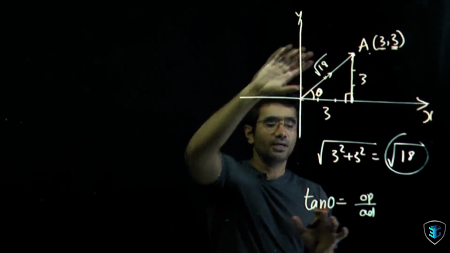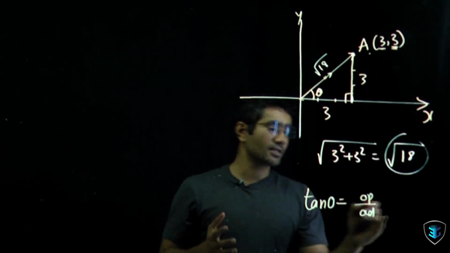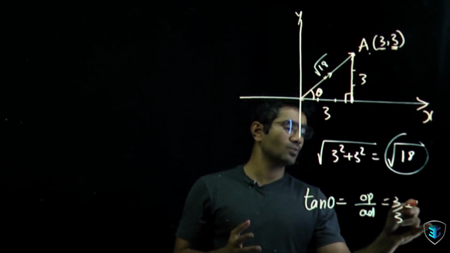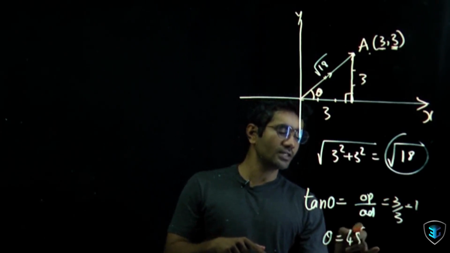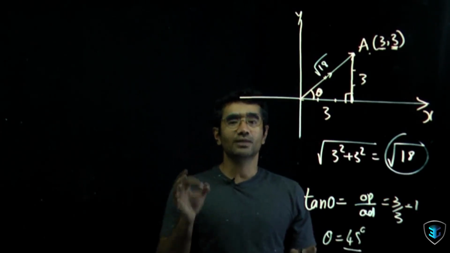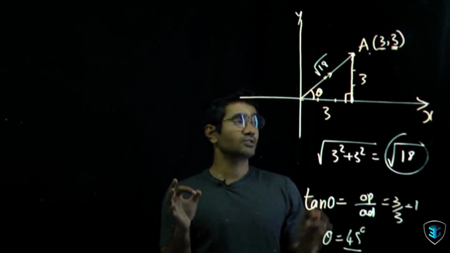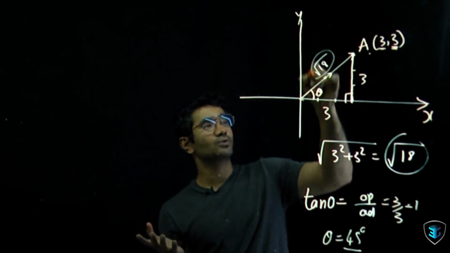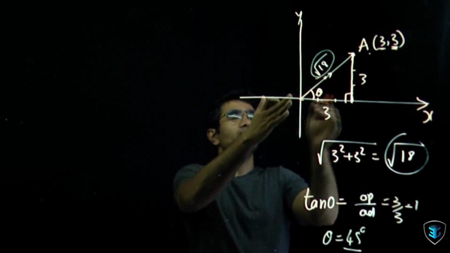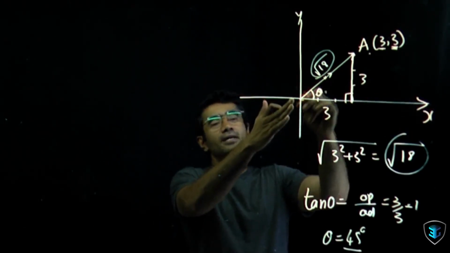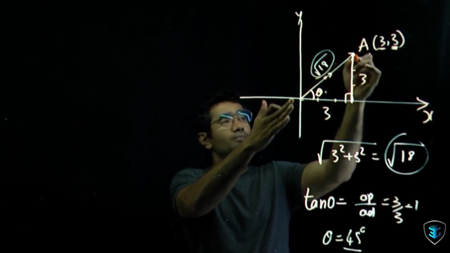And we know that one angle is enough for me to define the direction of this vector completely. In this case, there's 3 over 3, which is 1. If tan theta is 1, then theta has to be 45. So if I tell you to draw a vector which is at 45 degrees with the x-axis and whose magnitude is root 18, it's pretty easy. Just draw the x and the y-axis, take an angle of 45 degrees, and draw a length of root 18, and you get the point A.